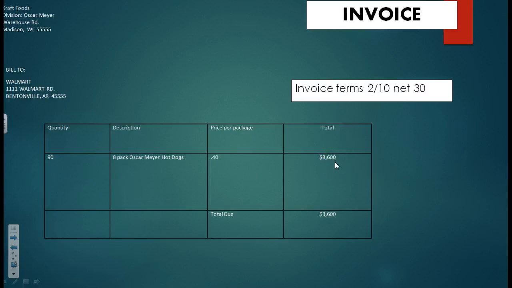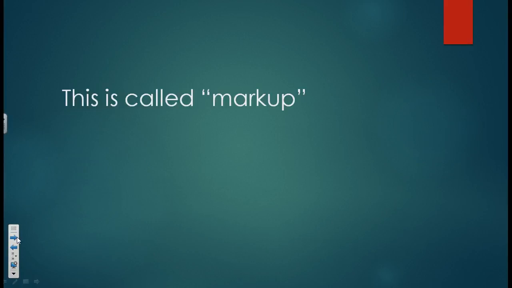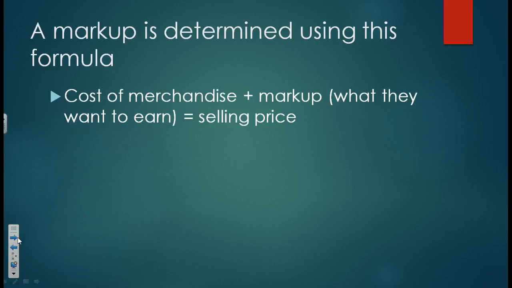Now, we as a business have to determine how much we want to sell the product for. So let's say we want to sell the product for $1. That way we make 60 cents a package. That's what the markup is. The 60 cents is the markup. What we paid was the 40 cents. We marked up 60 cents. We're selling it to the customer for $1. So once again, the cost of the merchandise plus the markup, what we want to earn, equals what we sell it for.